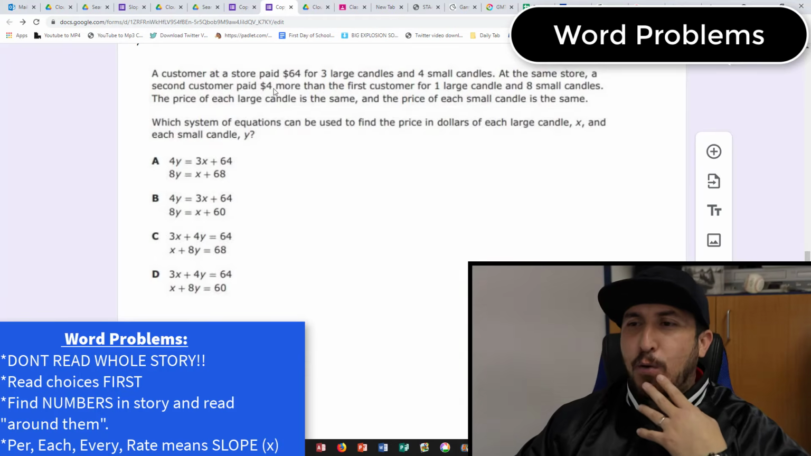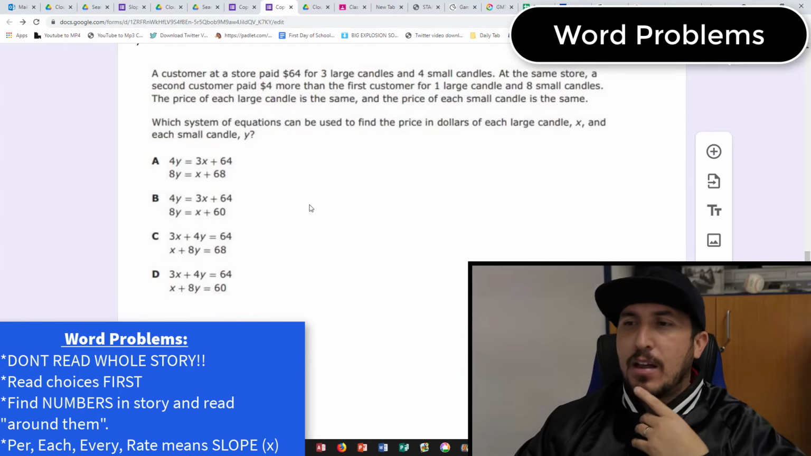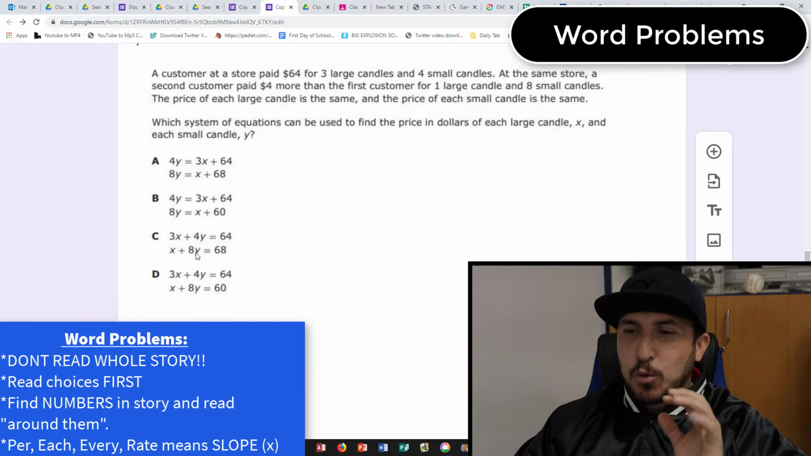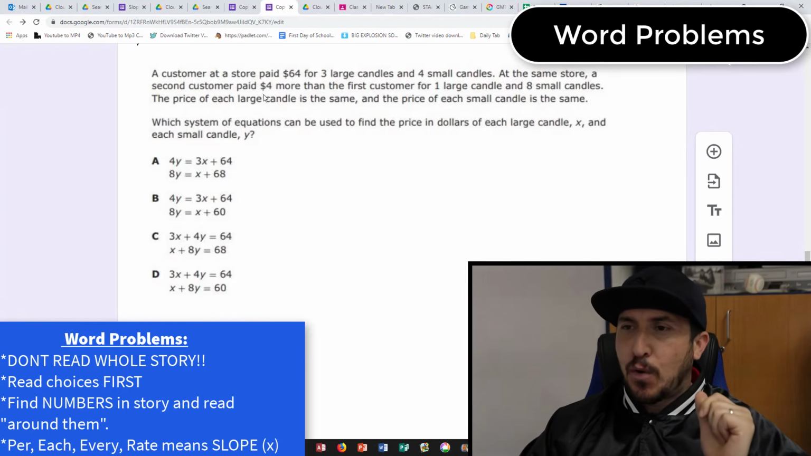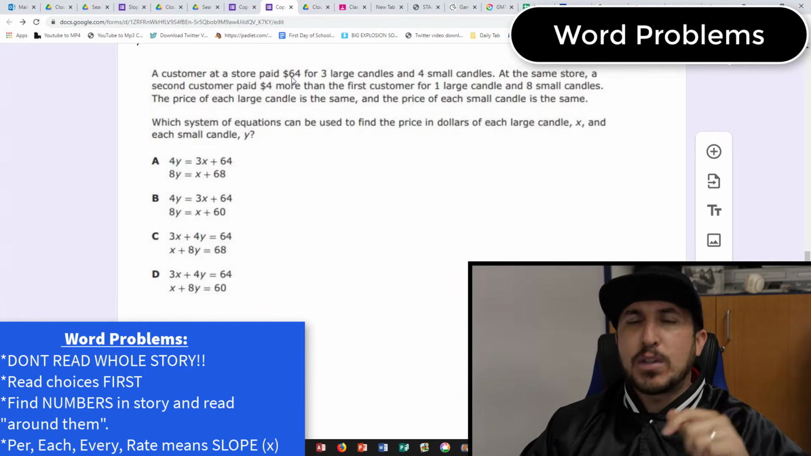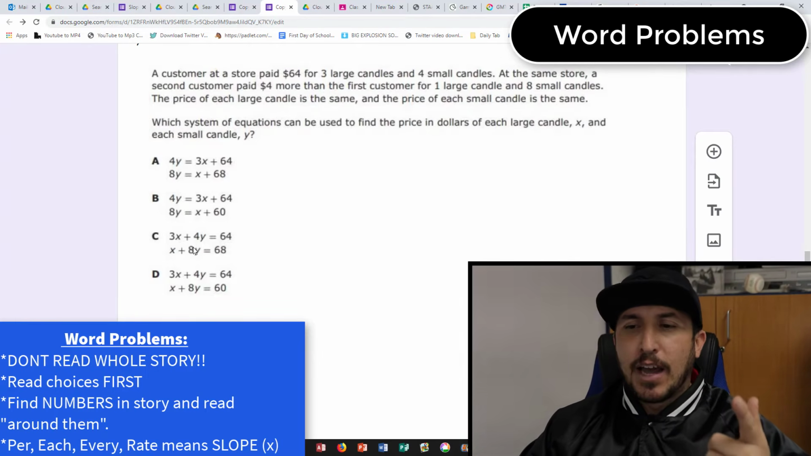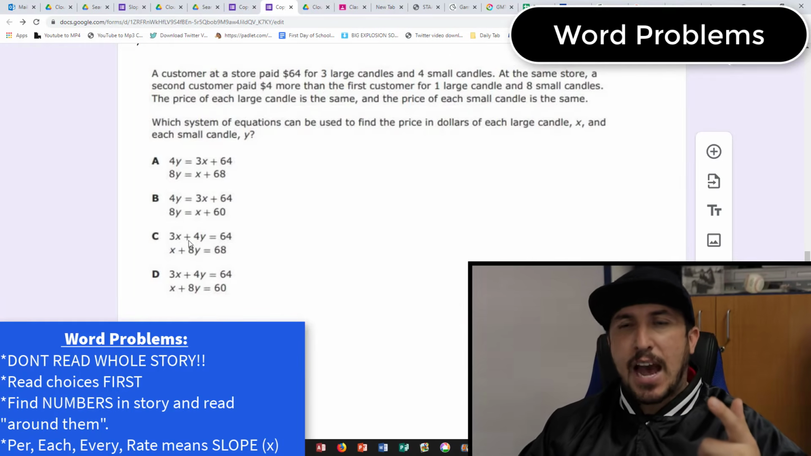Next part says $4 more than the first question. 1 large 8. Let's see, 1x 8y. Ooh, dang, they both got 1x 8y. Shoot, let's go back and read about this $4. It says $4 more than the first customer. Well, the only dollars that I see is 64. What's 4 more dollars than 64? 68. Answer is choice C, like cat. Got it.